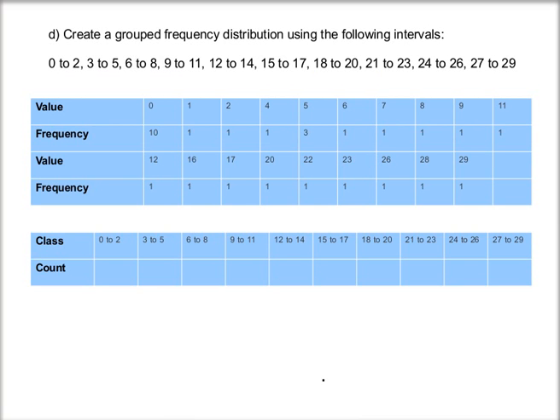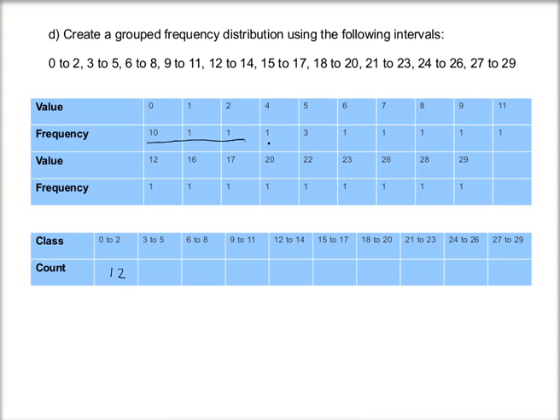Alright, next I'm going to create a grouped frequency distribution using the following intervals. So I've got intervals of 3 starting with 0 to 2, 3 to 5, 6 to 8, and all the way up to 27 to 29. And again, I have copied my frequency distribution chart here, and I'm going to use that to fill in this chart. So my first interval or class is 0 to 2, and that's going to include these values from the top chart here. So if I add that up, that is going to give me 12.